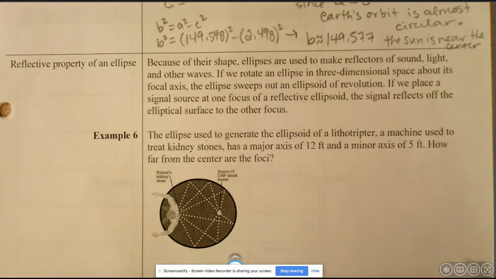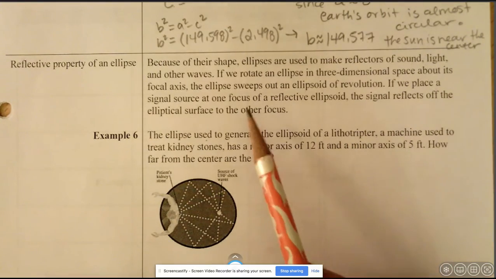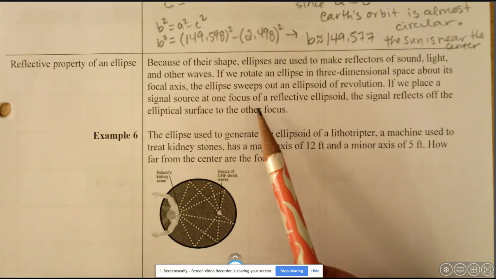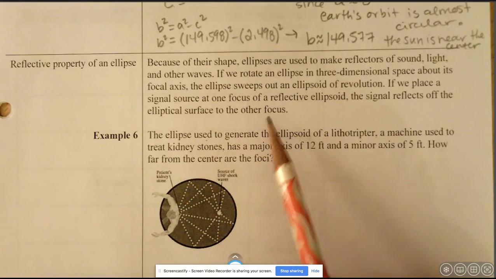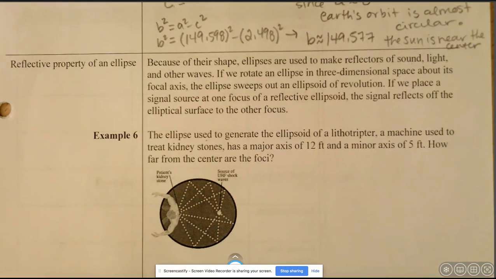So because of their shape, ellipses are used to make reflectors of sound, light, and other waves. If we rotate an ellipse in three-dimensional space about its focal axis, the ellipse sweeps out an ellipsoid of revolution. So a three-dimensional ellipse is called an ellipsoid. If we place a signal source at one focus of an ellipsoid, the signal reflects off the surface to the other focus.